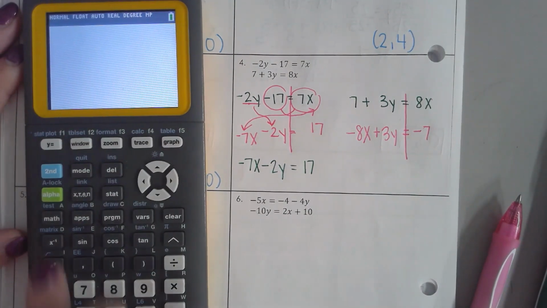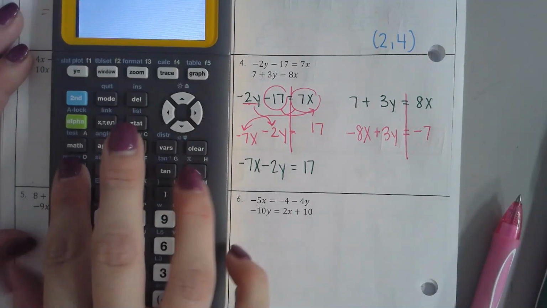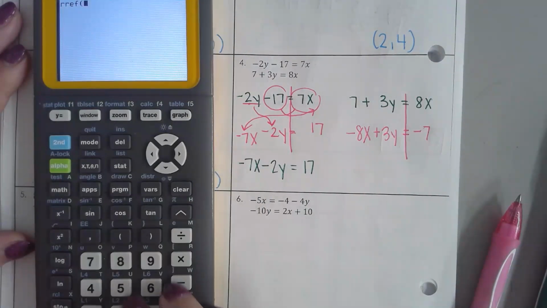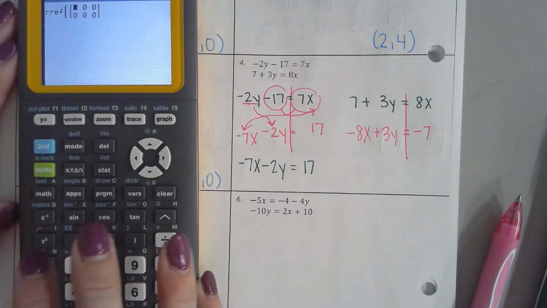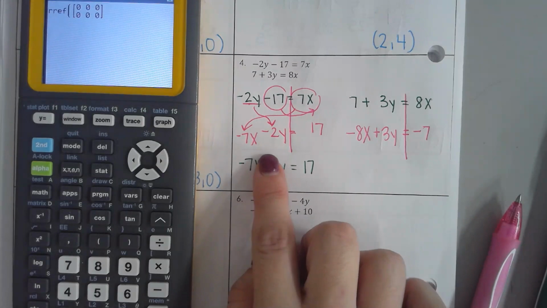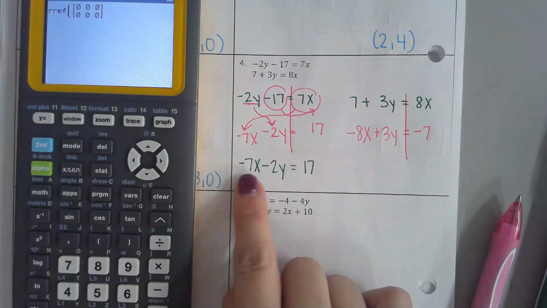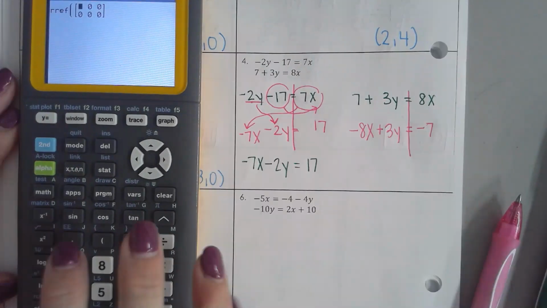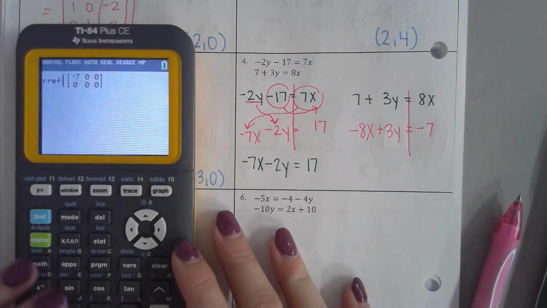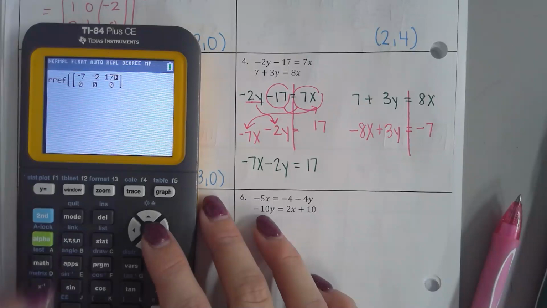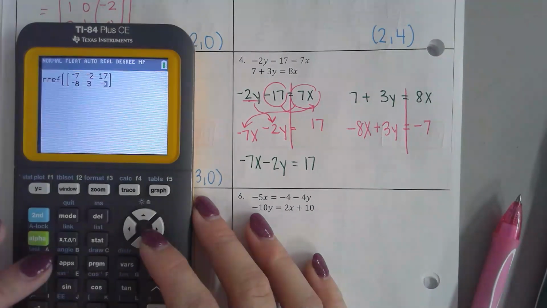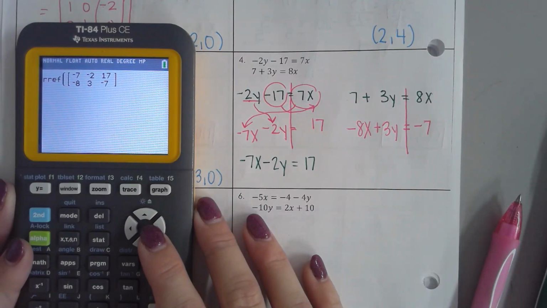So second, go to my matrix, math, RREF. It doesn't matter actually which equation you put on top, as long as you go in the correct order across. Negative 7, 2, 17, negative 8, 3, negative 7. And then hit enter.